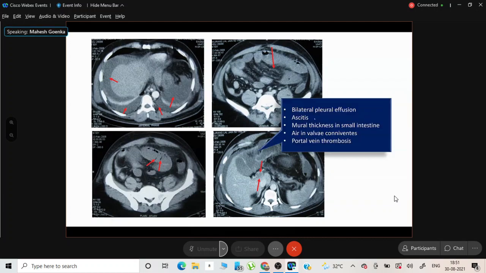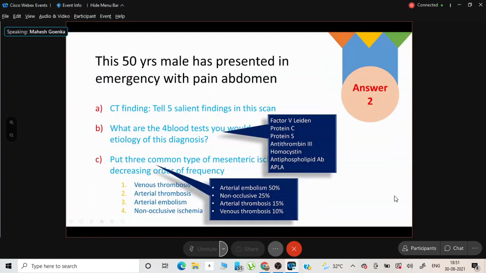So the answer will be bilateral pleural effusion, ascites, mural thickening in the small intestine, air in the valvulae conniventes, and portal vein thrombosis. So if you answer these 5, you get full marks. What are the 4 blood tests you would want? You would want to know the hypercoagulable state, and if you answer any 4 of them, it will be correct: factor V Leiden, protein C, protein S, antithrombin III, homocysteine, and antiphospholipid antibody, APLA.